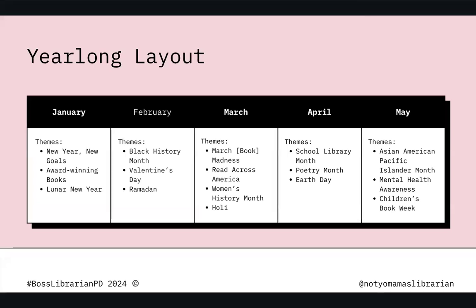March, of course, is spring break, but also March Madness in the sports arena. And then Read Across America, which has shifted to Read Across the Globe instead of Dr. Seuss's birthday or whatever else we used to call it. Women's History Month and International Women's Day, and then Holi. April is where we all celebrate School Library Month, no matter how busy we are with testing, Poetry Month and Earth Day. And then in May, Asian Pacific Islander Heritage Month, Mental Health Awareness and Children's Book Week. And then June, of course, is Pride, Juneteenth, and a couple of other things. So let's get into it.